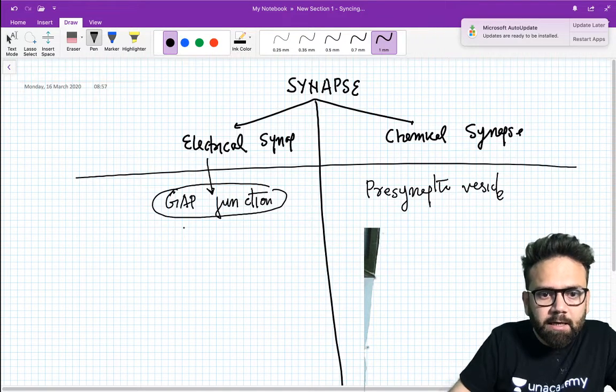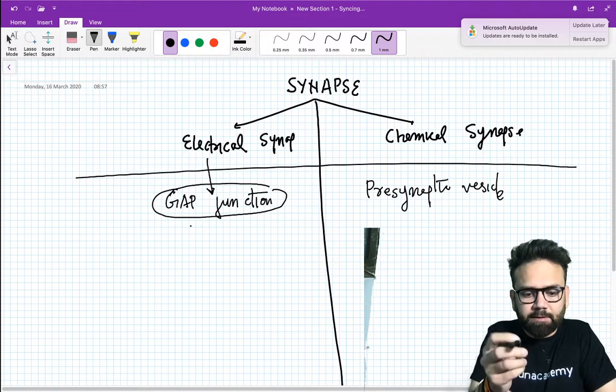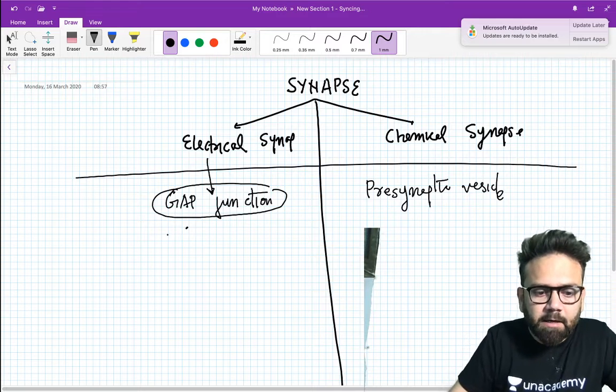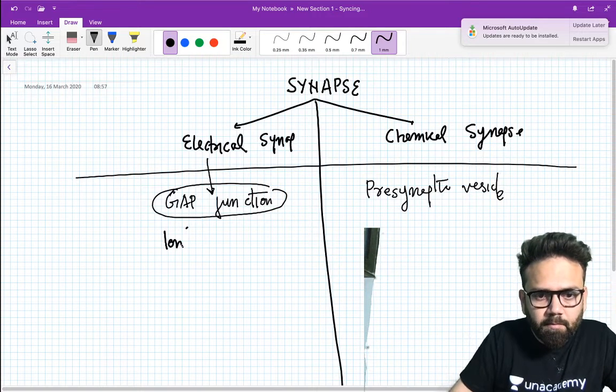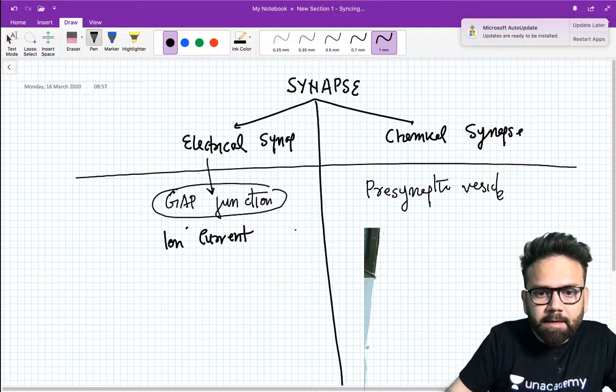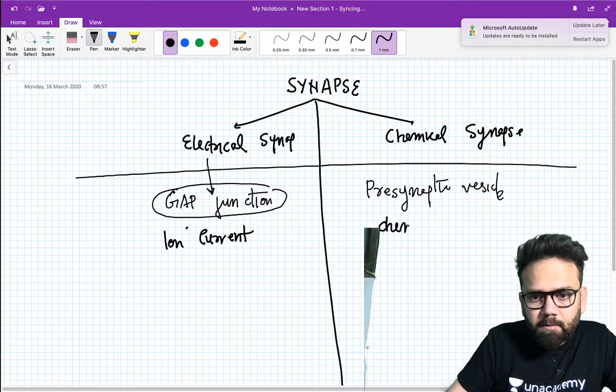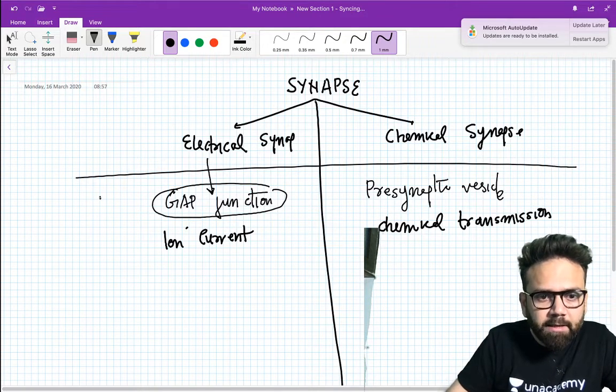Second point, in electrical synapse there are ion currents. They are currents of ions. And in chemical synapse there is chemical transmission.